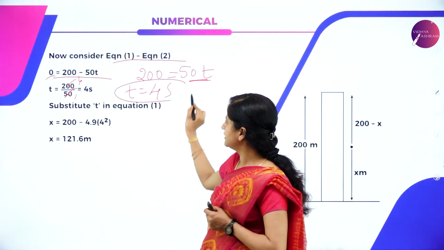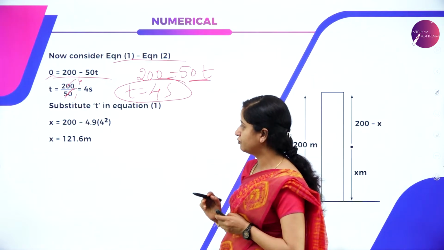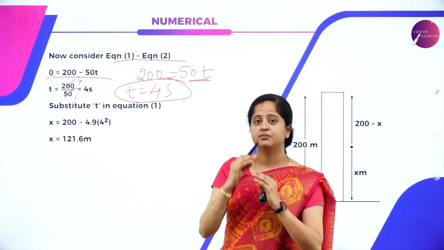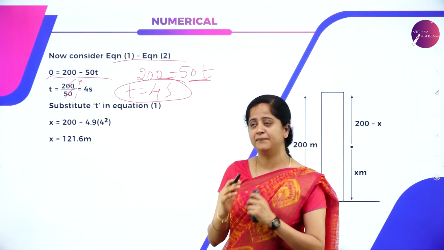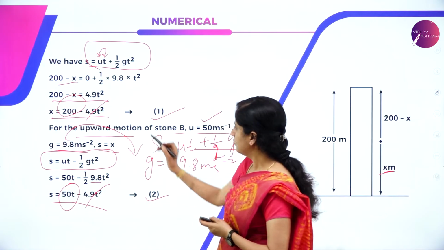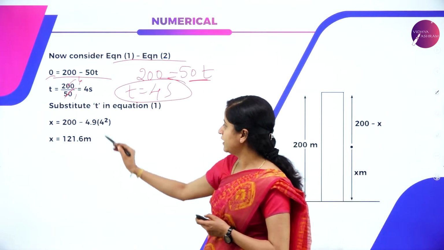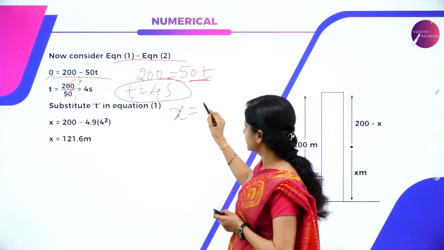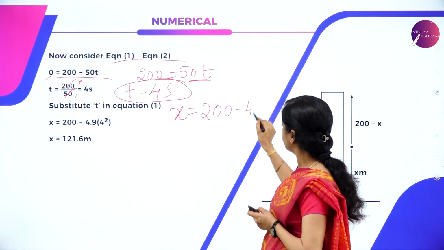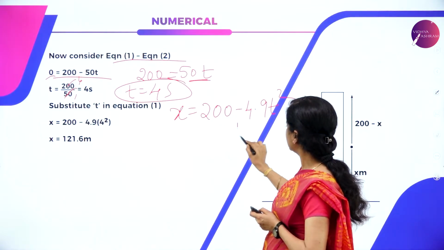So let us substitute this t in equation 1 to find the exact place or exact distance where they meet. So what is equation 1? x is equal to 200 minus 4.9t square. Let us write x is equal to 200 minus 4.9t square as equation 1.